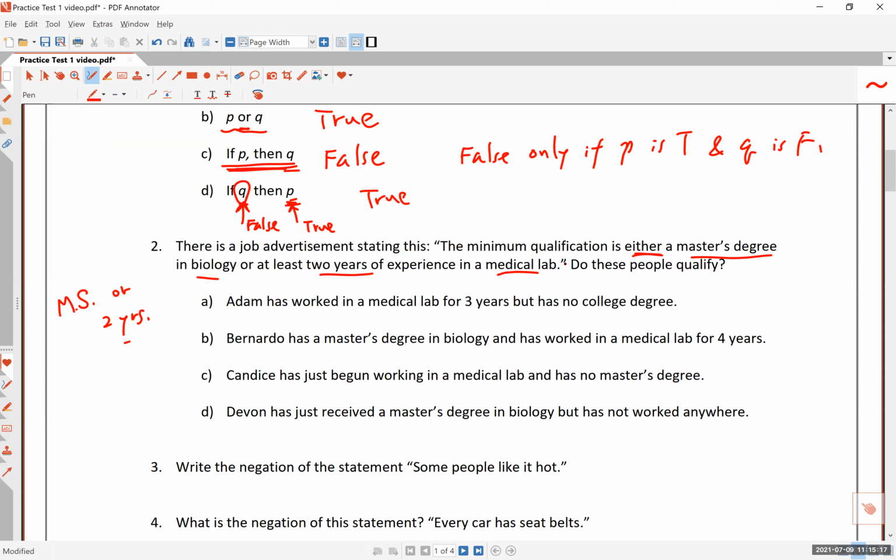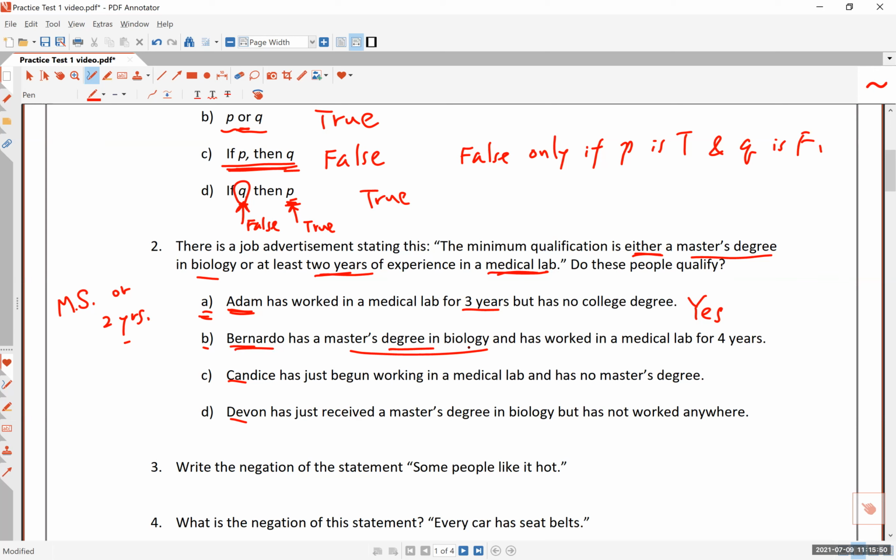Do these people qualify? Part A is Adam, B starts with B, and so on. Adam has worked in a medical lab for 3 years, but has no college degree. He has worked in a medical lab for 3 years, and that's at least 2. Because of that experience, yes, he has satisfied the minimum qualification. Bernardo has a master's degree in biology. You don't have to read anymore.